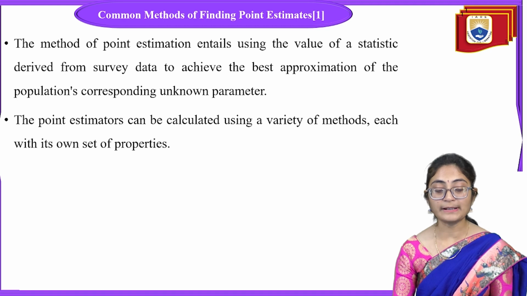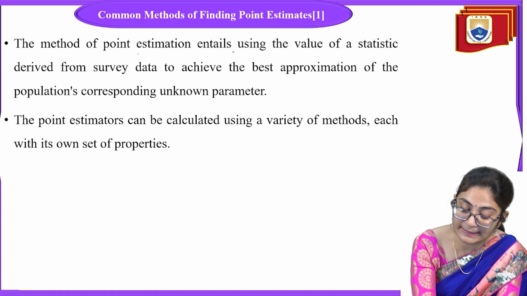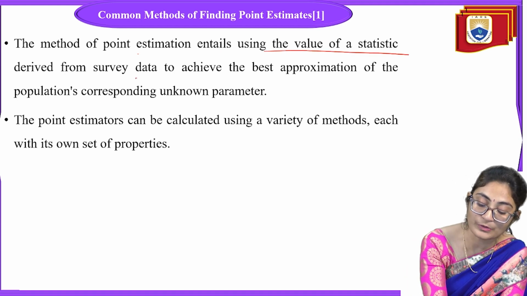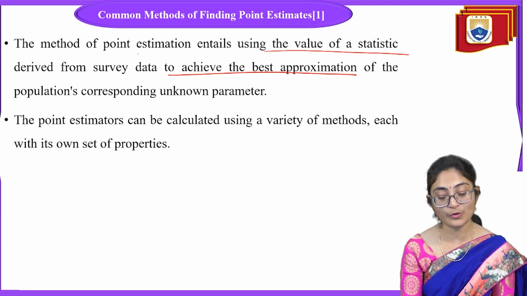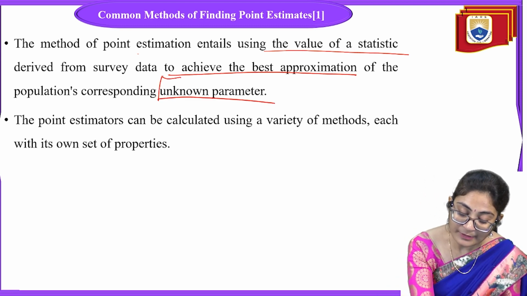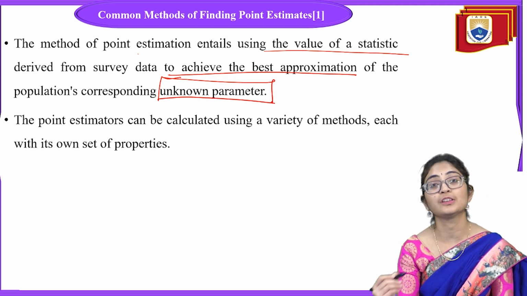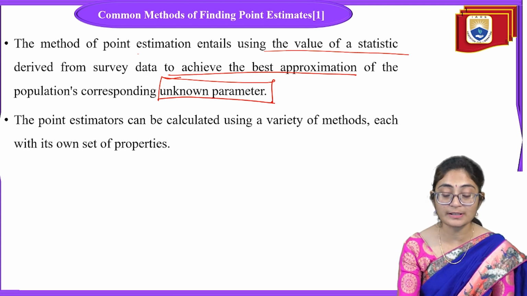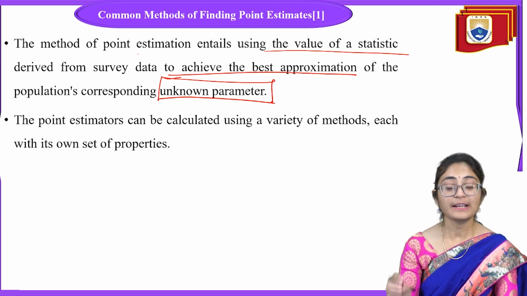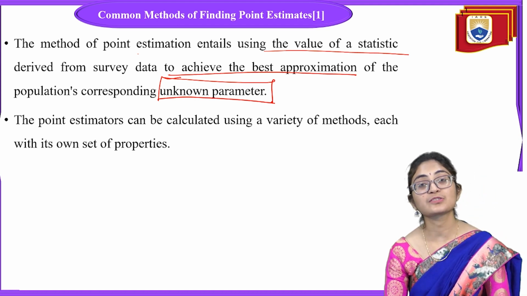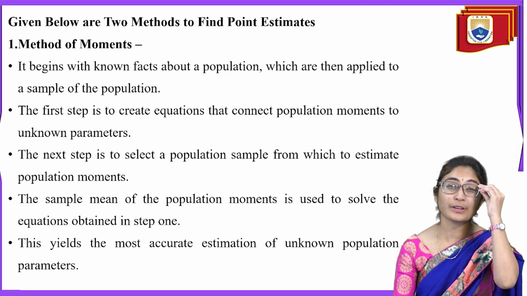Now, common methods of finding a point estimate. The method of estimation entails using the value of a statistic derived from the survey to achieve the best approximation of the population's corresponding unknown parameters. Whenever you want to find the point estimate value, you have to use the unknown parameter, and the point estimator can be calculated using various methods, each with its own properties and its own set of values. Given below are two methods to find the point estimate.